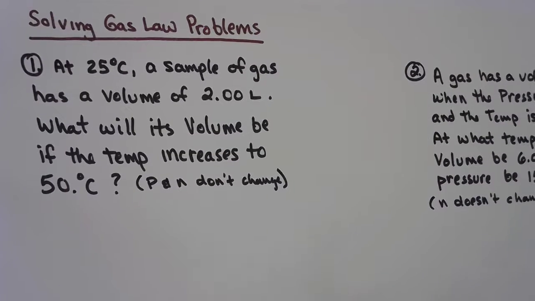So the first one, number 1, says at 25 degrees Celsius, a sample of gas has a volume of 2 liters. What will the volume be if the temperature increases to 50 degrees Celsius? Pressure and amount, not changing.